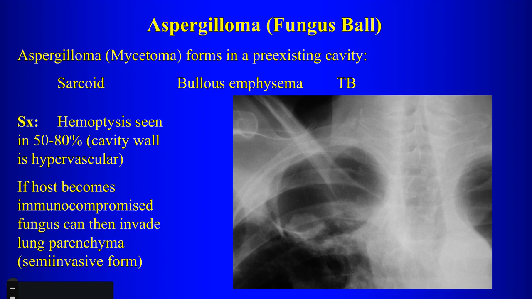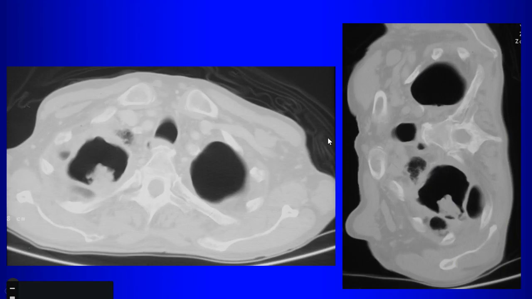What? No, not pneumothorax. No. Hemorrhage. So because of the inflammatory changes in the wall, these patients can develop hemorrhage, and sometimes that can be life-threatening. Right? And then in some cases, it can become invasive also. But that's the fungus ball.